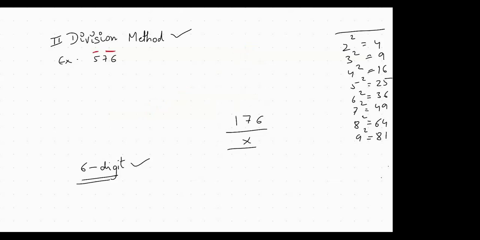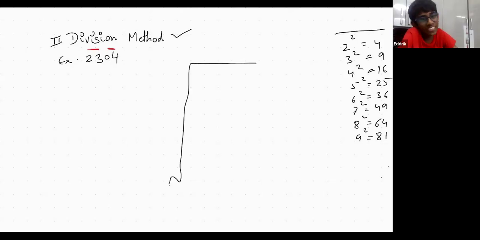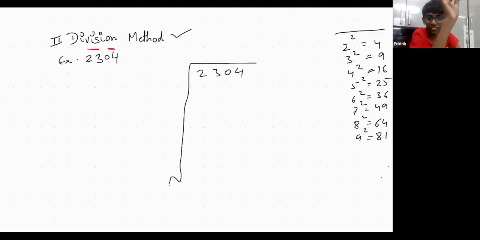Now let's take one more example and solve it. I'm taking a 4-digit number now. Suppose we take 2304. Step one, make two pairs starting from the back. That is, from the units place, 04 is one pair and 23 is the second pair. Now let's change the format. Square root, the big square root sign.